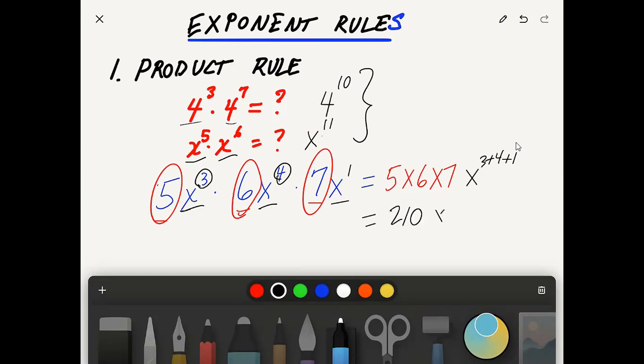And now all we have to do to finish this is just add up the exponents. So 3 plus 4 plus 1 is going to be 8. So that is our answer.